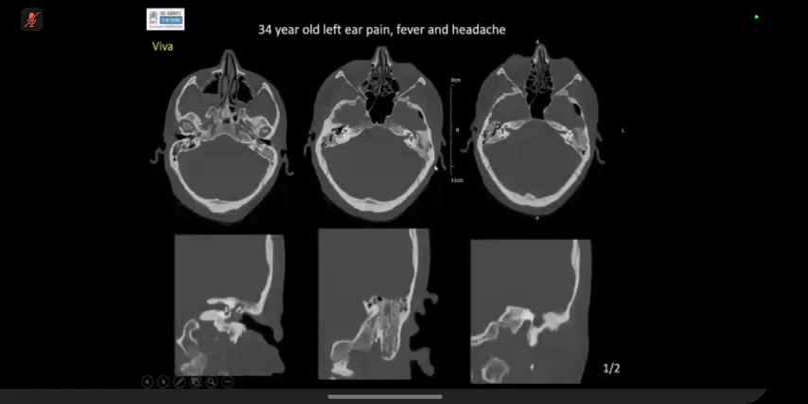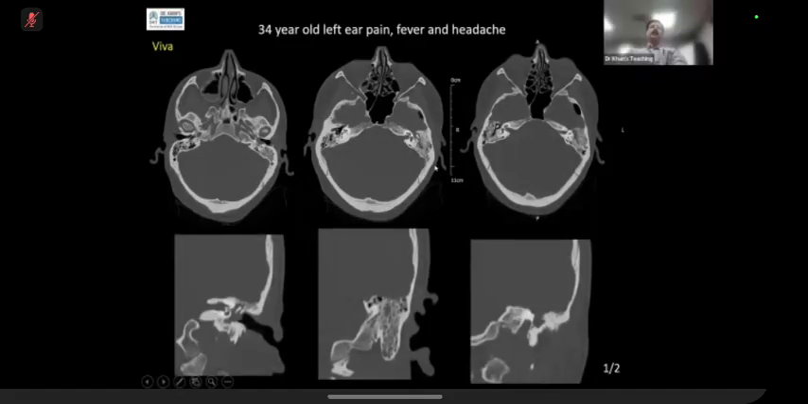Axial CT images in bone window and cone down images of the ear, bone window in coronal sections. So there's increased sclerosis of the bone. Don't worry about sclerosis. That is just because of the windowing. Don't worry about it.